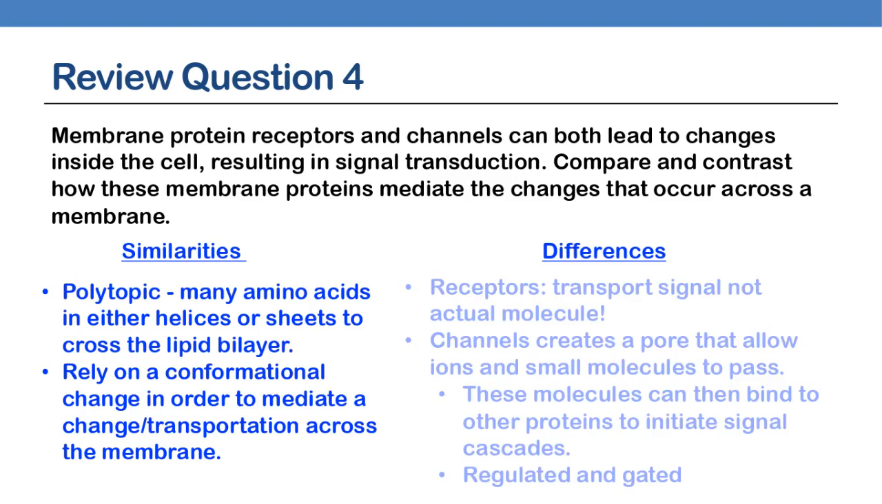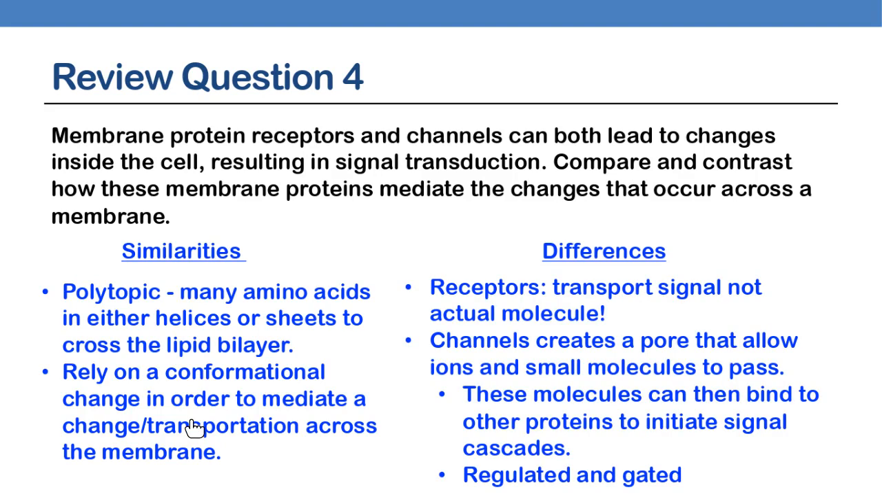Nice, okay. So some of the ones you've got are polytopic, so you need many amino acids. These can either cross in alpha helices, like some of you said, but they could also cross in beta sheets in order to cross the bilayer. Someone mentioned before, usually pores are beta barrels. They rely on conformational changes in order to mediate a change or transportation across the membrane.